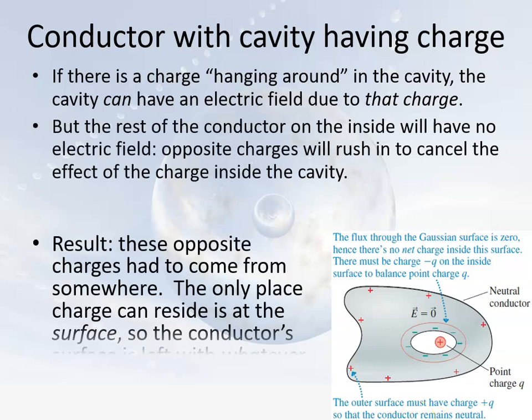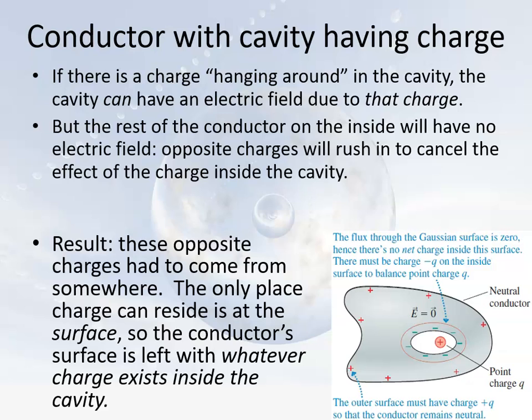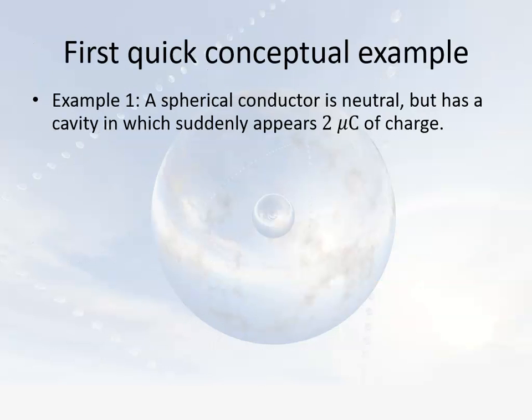So that's kind of cool. That's something to keep in mind, not only in cases where you have a neutral conductor, but also cases where you have a conductor that actually already has charge at the surface. And it's these types of situations that sometimes show up on the AP exam.